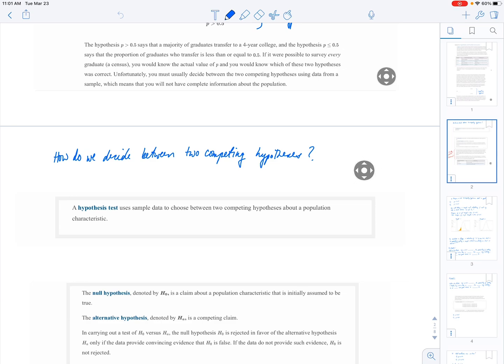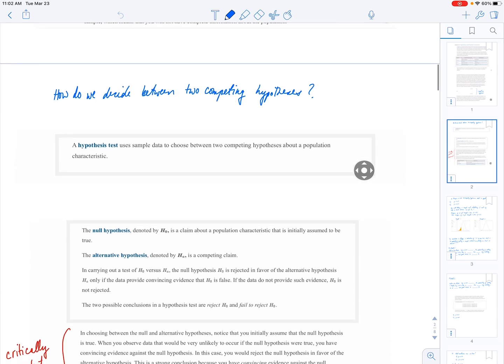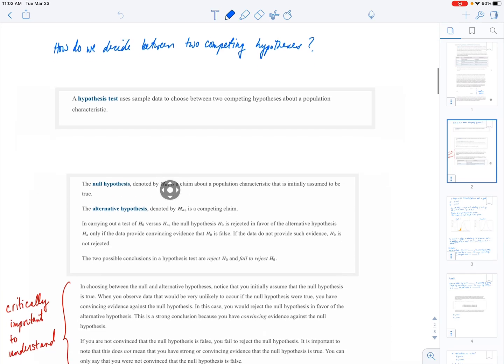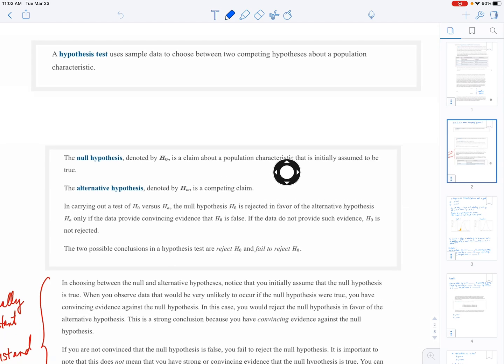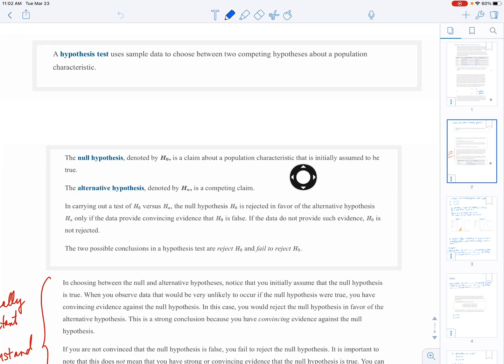So this is the logic. We're moving into the logic of hypothesis testing. A hypothesis test uses sample data to choose between two competing hypotheses about a population characteristic. Here is some terminology we're going to use. The null hypothesis, denoted by H with a little sub-zero, H naught, is a claim about a population characteristic, and here's the important part for hypothesis testing: it's initially assumed to be true. When we do hypothesis testing, we're assuming that the null hypothesis, whatever that statement is, is true. Then we have a competing hypothesis, called the alternative hypothesis, noted with a capital H with a little sub a.